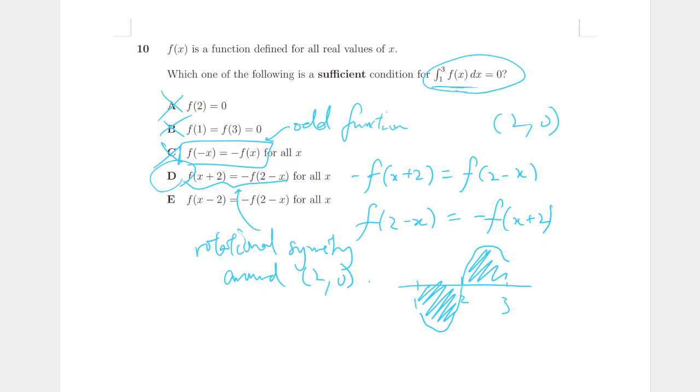Lastly, let's show that E is not sufficient. Technically, E is just the same as C. If you substitute, for example, y equals x minus 2, then you get C again, because that gives me f(y) equals -f(-y). Again, you take the negative to the left-hand side, and condition E is just the same as condition C. So it's not E. Good. So the final answer is D.